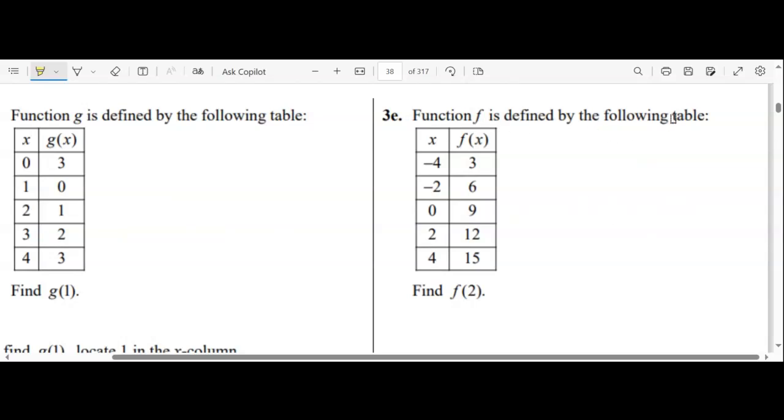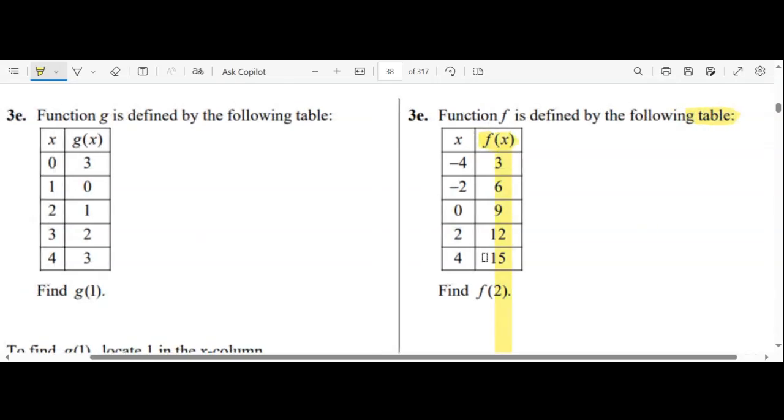A function f is defined by the following table. So where is y? This one is y. Now he said f of 2, so x is 2. Where is 2 here? This one is 2, so what is y? That is your answer. Easy. If I say f of 4, f of 0, f of negative 2, you got this?